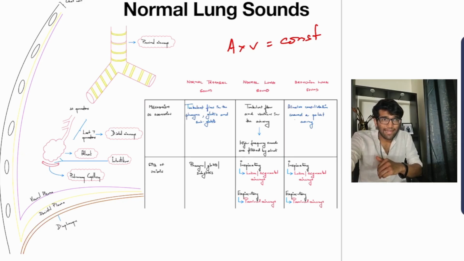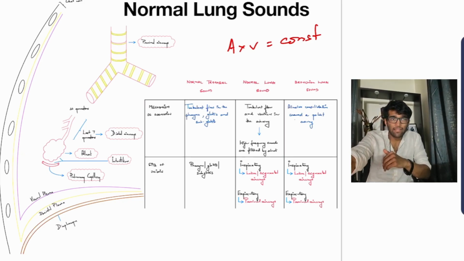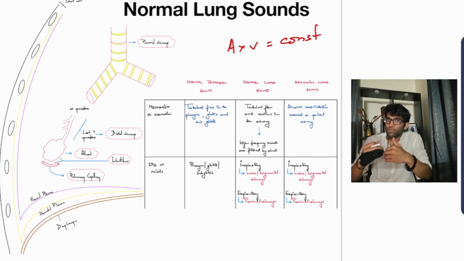Because that is the case, the turbulent flow that occurs within it during inspiration can get conducted. The high frequency components can get conducted to the chest wall. So you hear bronchial breath sounds in the right interscapular area. This is something that you routinely hear.